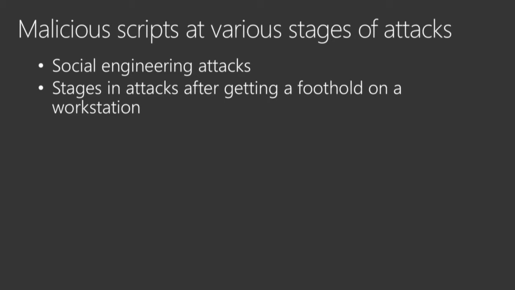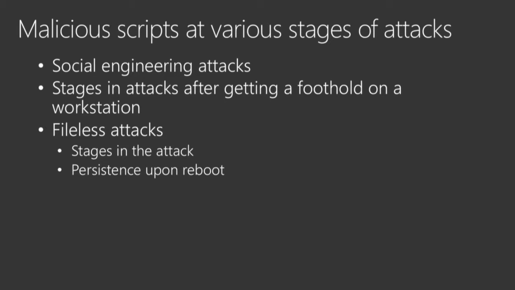We also see them used a lot as stages in attacks after the attacker gets execution on a workstation. For example, the Rig exploit kit, as soon as it exploits an out-of-date Internet Explorer browser, first spins off a command shell, pipes malicious JavaScript content to a file on disk, and starts a Windows script execution engine to run that script, which then acts as the downloader for the real payload that they want to run on the customer's computer. It's used a lot in fileless attacks, both as stages in the attack to stay fileless, and also as persistence upon reboot through registry keys.